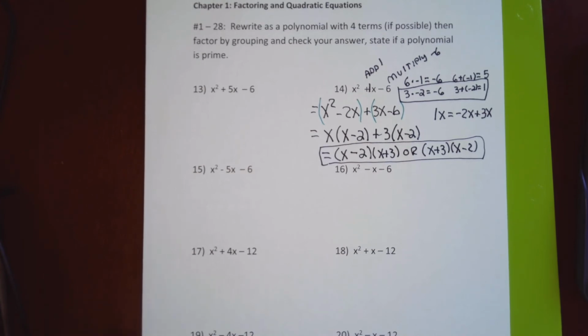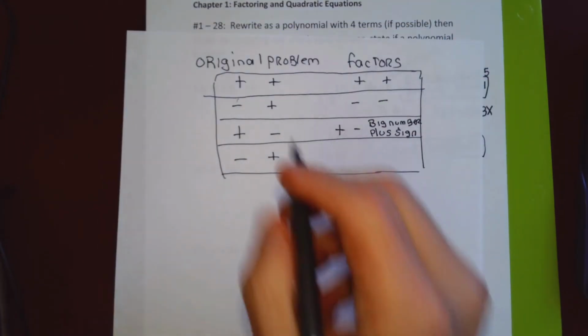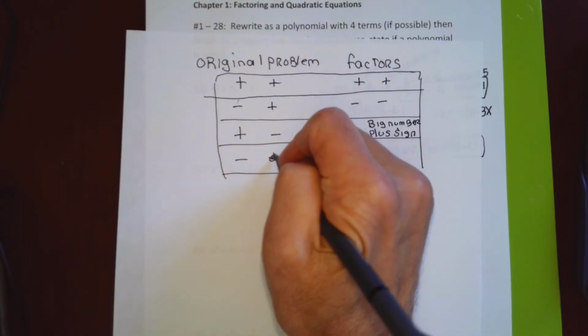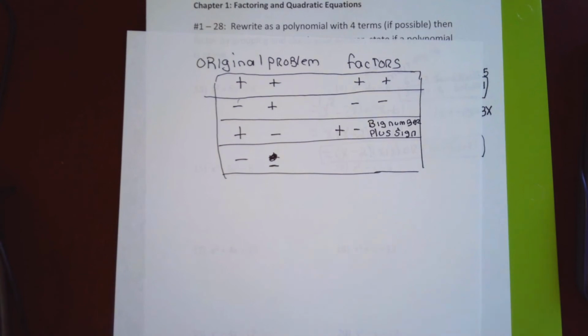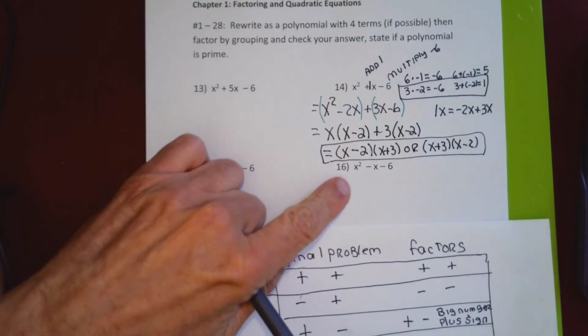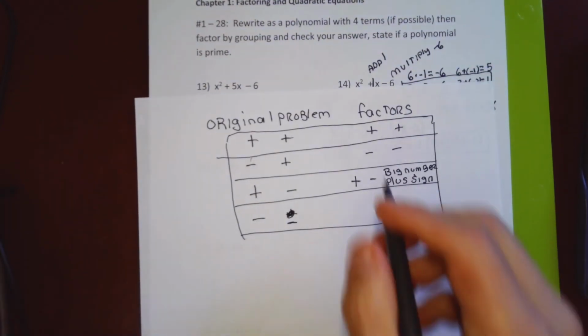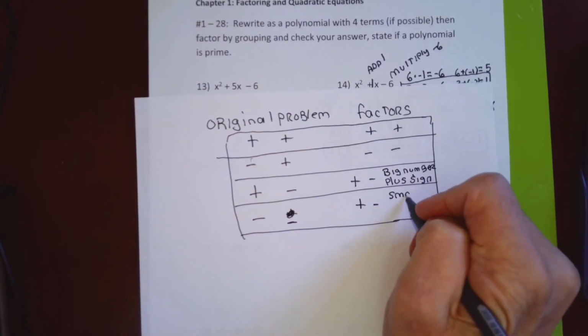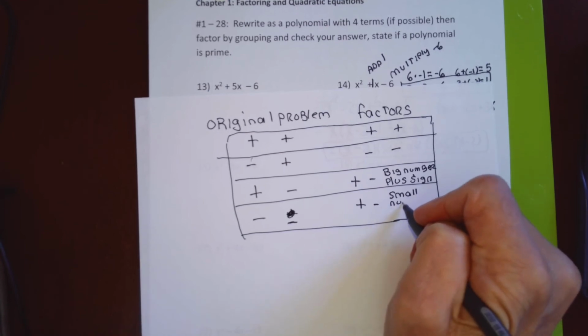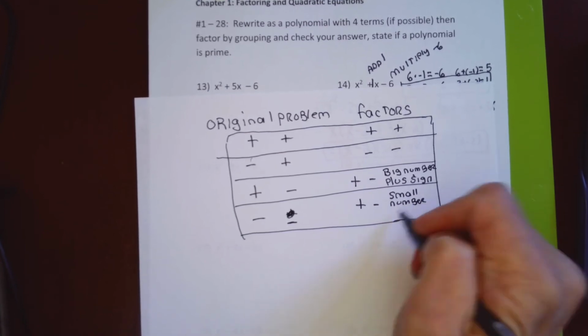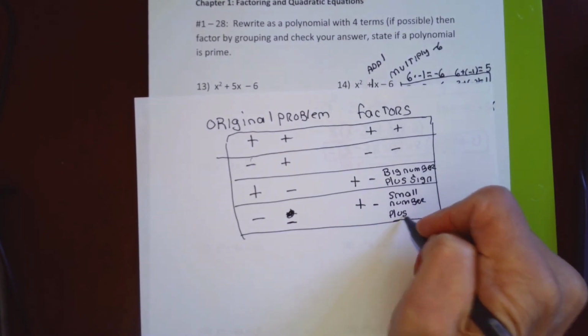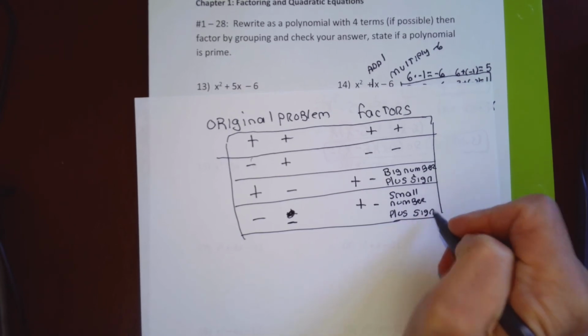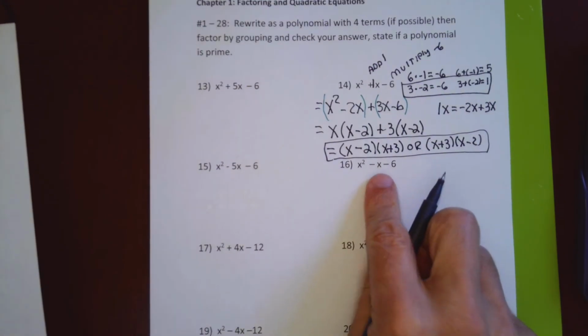The last situation is a minus minus, which I should have written down here. I already had a minus plus up there. If I have a minus, and that's what I have in problem 16, the factors need to be plus and minus, but the small number gets the plus sign, and the big number gets the minus sign. So what do I mean by that? Well, let's look at problem 16.